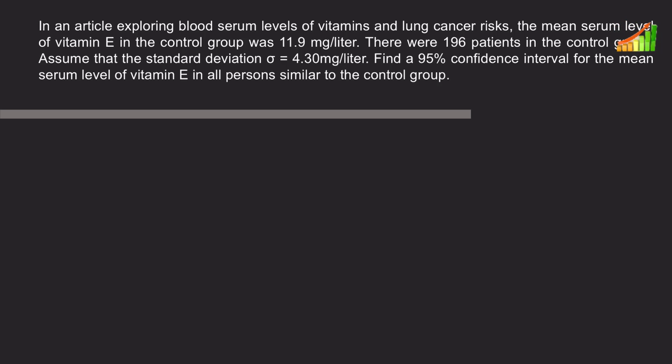Here sigma is the population standard deviation. That means the population standard deviation is known. Find a 95% confidence interval for the mean serum level of vitamin E in all persons similar to the control group. Since sigma is known, we know the confidence interval is x bar plus or minus z star sigma over root n. X bar is the sample mean, sigma is the population standard deviation, n is the sample size.